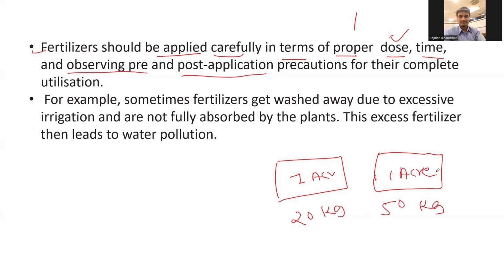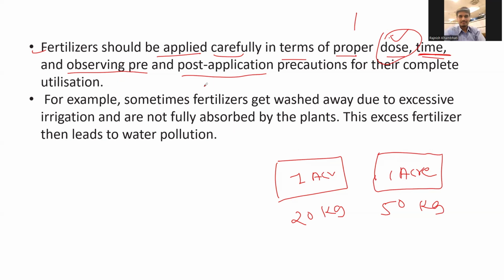Now you can understand, we are giving 30 kg extra, which is not good for the health. Why? It is chemical. It does not have the organic matter, but only chemical. So we have to understand the dose. And the second thing we have to understand is time. Time means once in 3 months, once in 6 months, once in a year, etc. So the dose and the time should be very carefully taken care of.